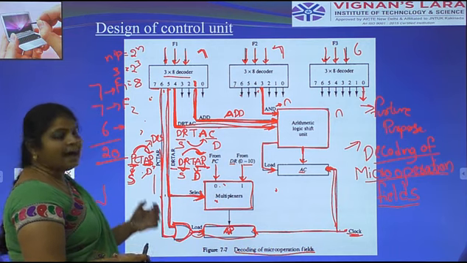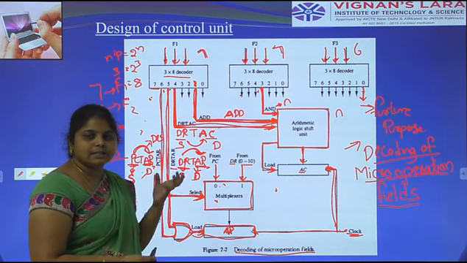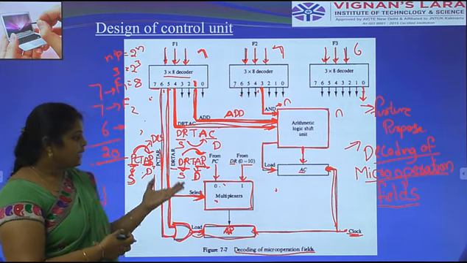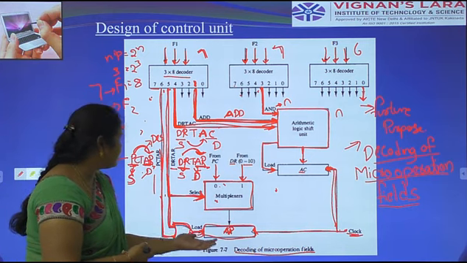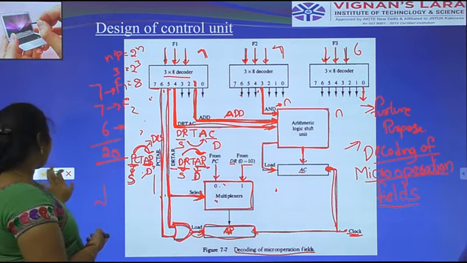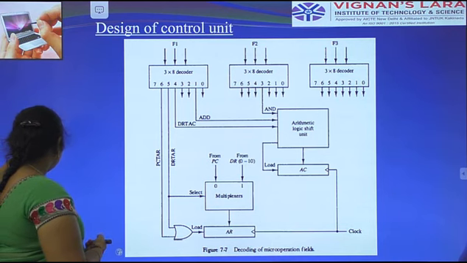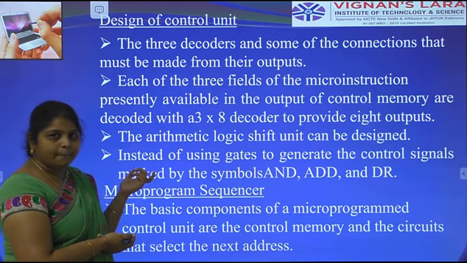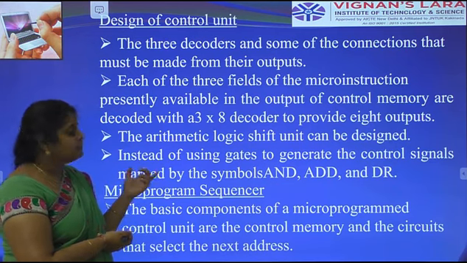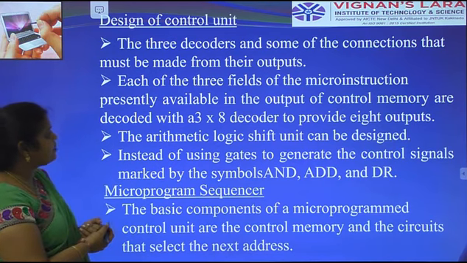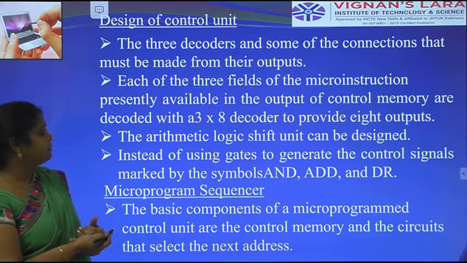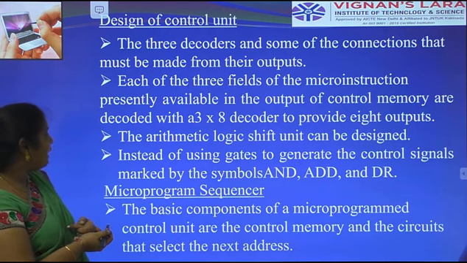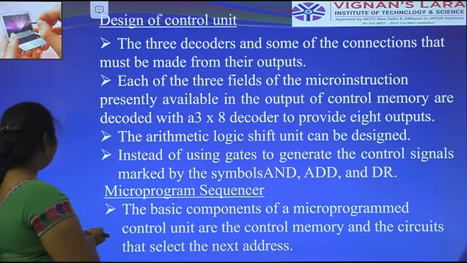It consists of the arithmetic logic shift unit. We already discussed in detail in an earlier class what the arithmetic logic shift unit is. Here are the accumulator, multiplexer and address register. These are the 3/8 decoders. These steps are simply about decoding the micro operation fields. The 3 decoders have some connections that must be made from their outputs. Each of the 3 fields of the micro instruction, presently available in the output of control memory, is decoded by a 3/8 decoder.